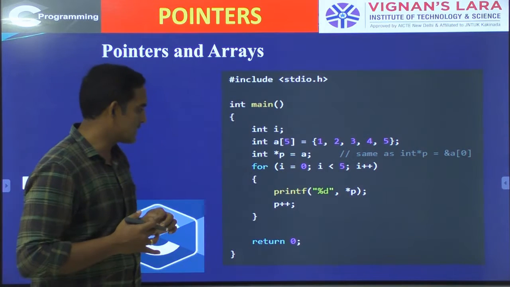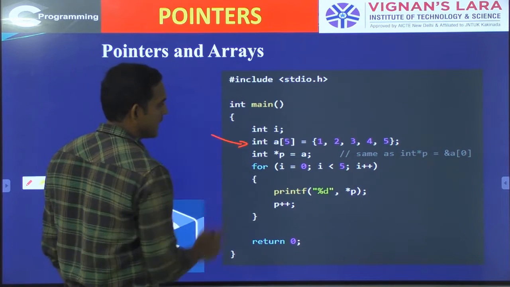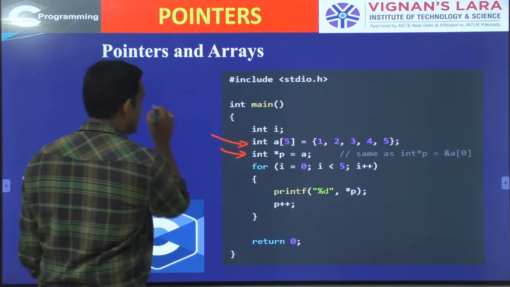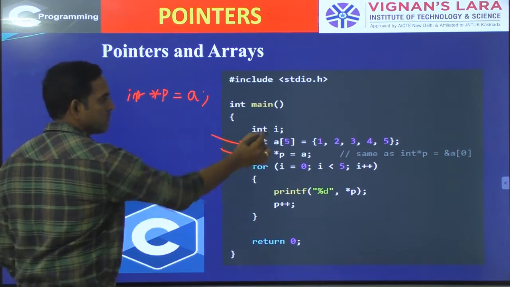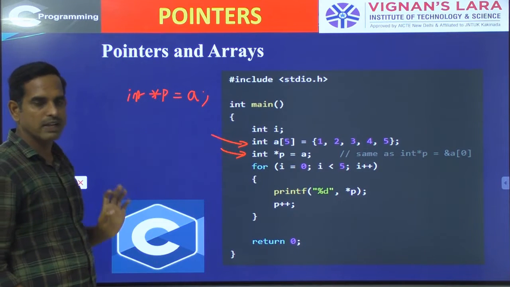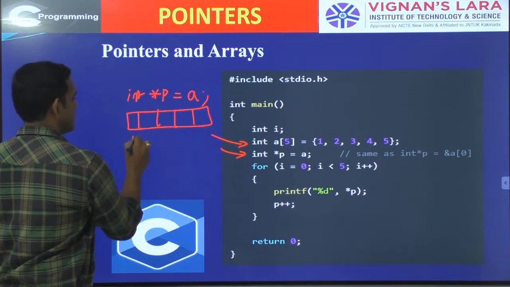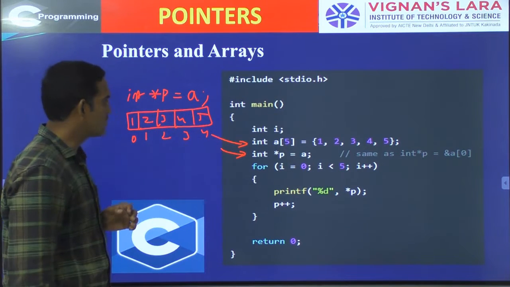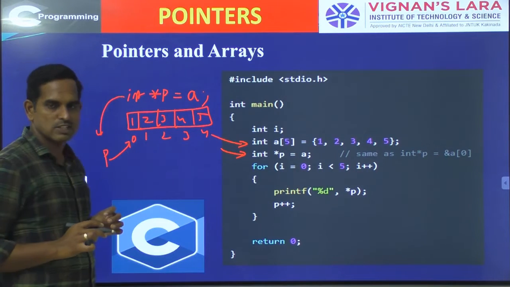This is another example, the same example we have discussed so far. You have an array A with values 1 to 5, and a pointer which is pointing to A. You have written int star P equals A, where A is the name of the array and P is a pointer. You have assigned the address present in A to P. Now the array A has the values 1, 2, 3, 4, 5. Since you have done this, P will be pointing to the first memory location.